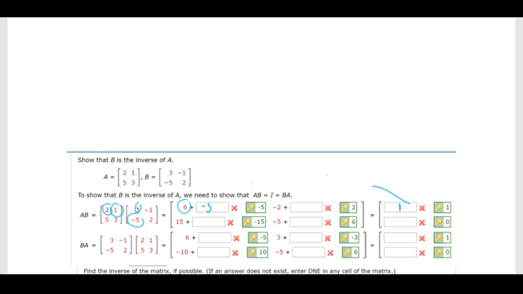Okay, so then if we go to the next row, 2 times negative 1 is negative 2. 1 times 2 is positive 2. So negative 2 plus 2 is going to be your 0. So you would enter it there. And then the second row is 5 times 3 is 15. 3 times negative 5 is negative 15. So 15 plus negative 15 is 0. And then 5 times negative 1 is negative 5. 3 times 2 is 6. And negative 5 plus 6 is 1. And so you'll be asked to enter the multiplication part.